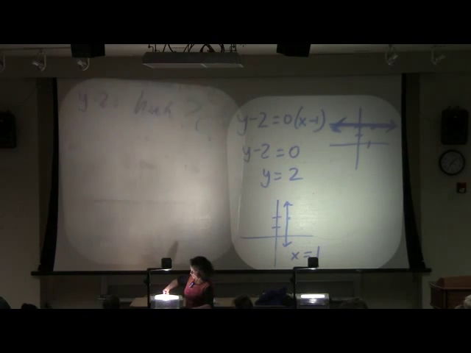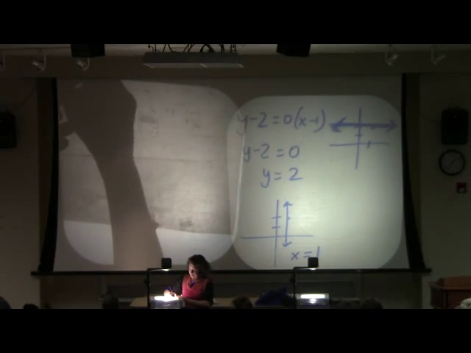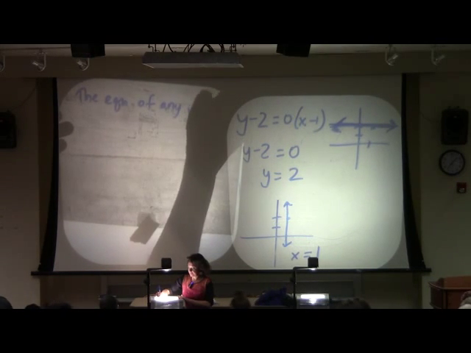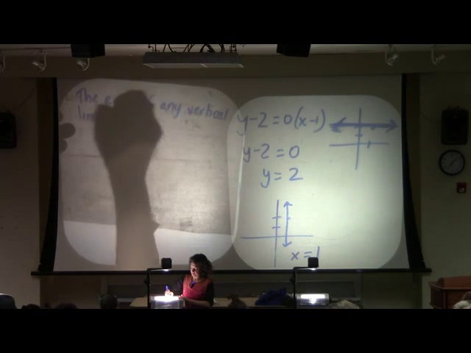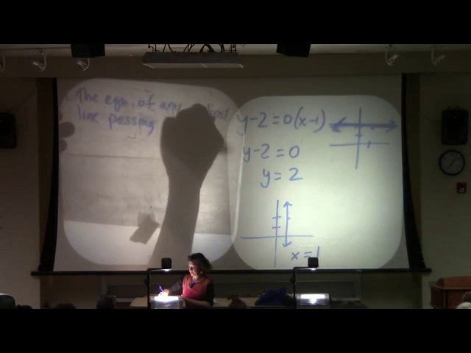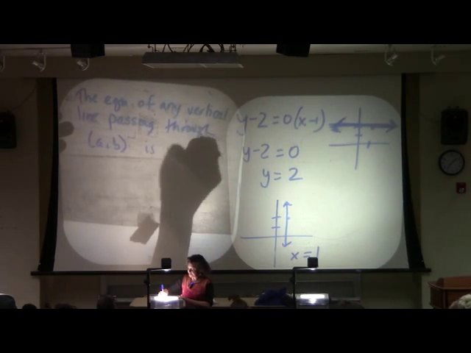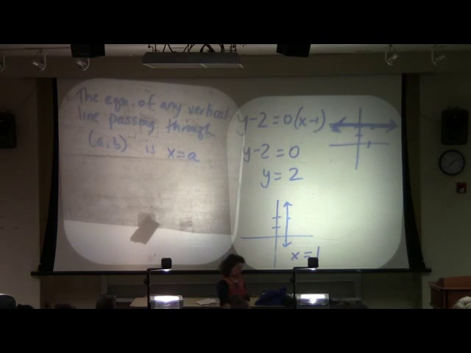Therefore, I will make my general statement here: the equation of any vertical line passing through the ordered pair (a, b) is always just x equals whatever your x value is. You guys with me? Do you guys remember this? All right.